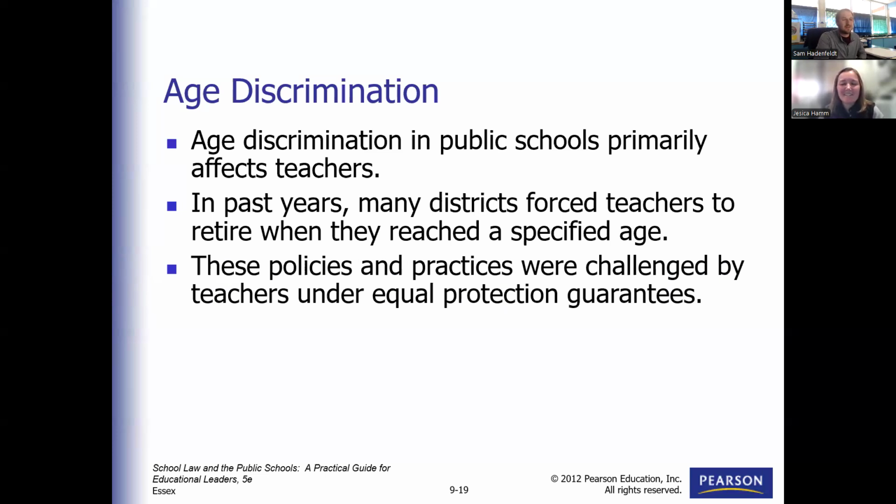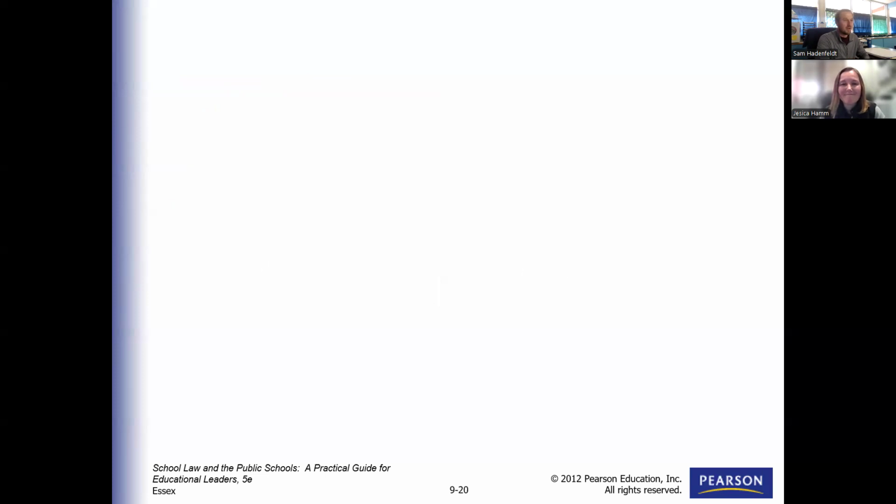Age discrimination. Age discrimination in public schools primarily affects the teachers. In past years, many districts used to force teachers to retire when they reached a specific age. These policies and practices were challenged by teachers under equal protection guarantees. And according to the book, it was challenged with mixed reviews. Some people agreed, some people didn't.